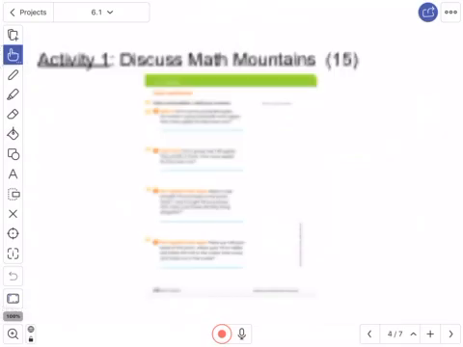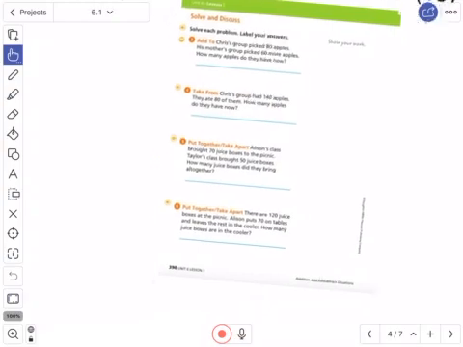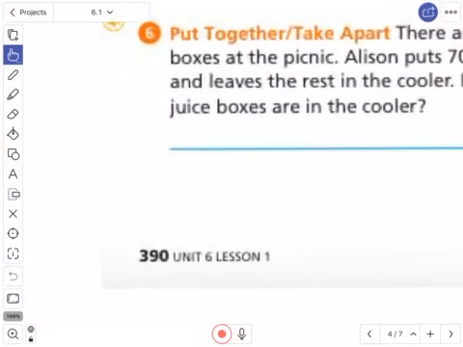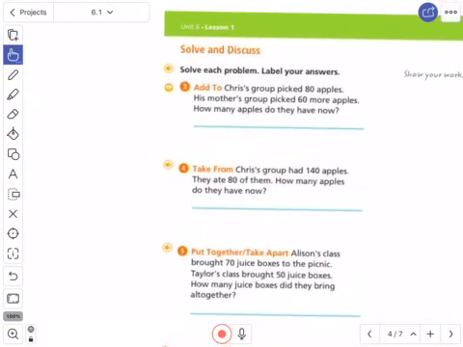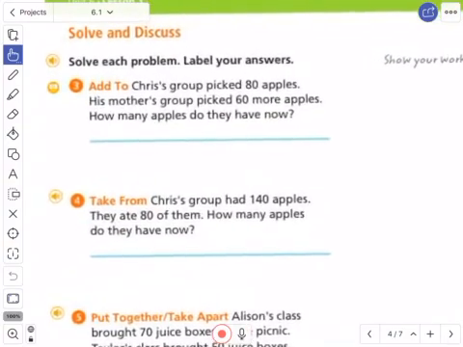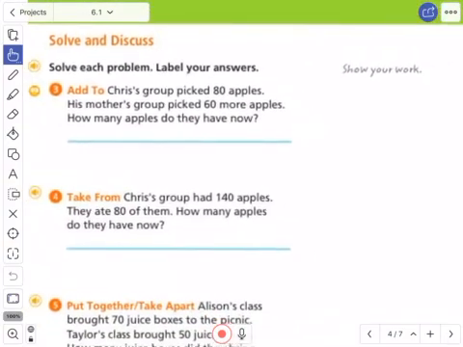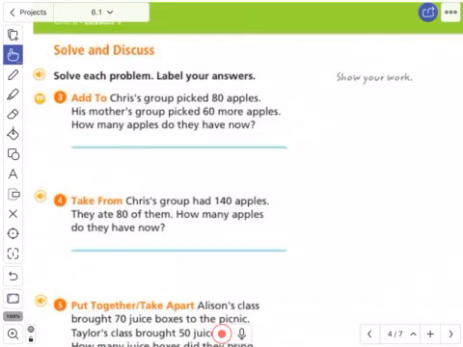Alright, we are going to go to the next page then. This page is page 390. So if you haven't got this off of Schoology yet, go to Schoology and send it to Notability, page 390. Okay, so now we are going to be doing some word problems here. Next to it, we're going to be showing our work, and for showing our work today, we're going to be doing Math Mountains. So I'm just going to start by reading number 3, but it says solve each problem, label your answers. So this is called an add to problem.